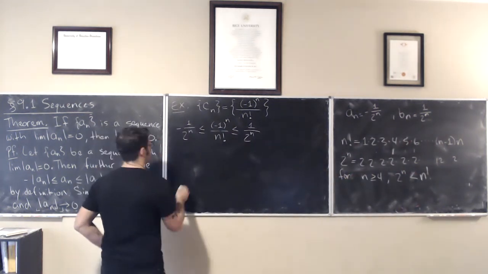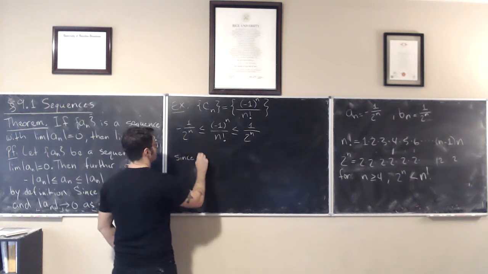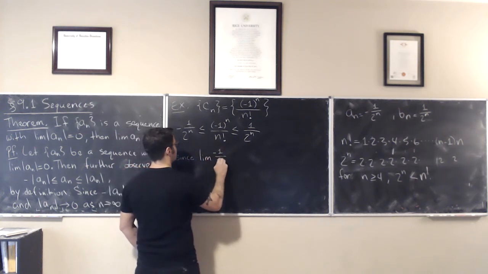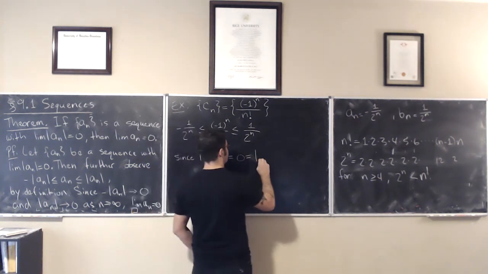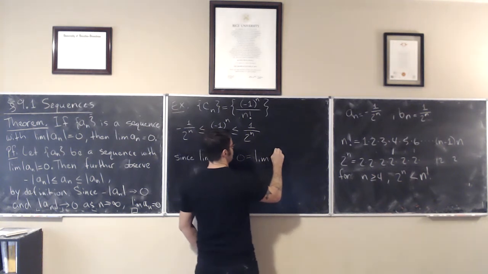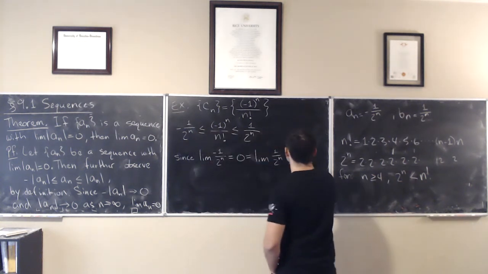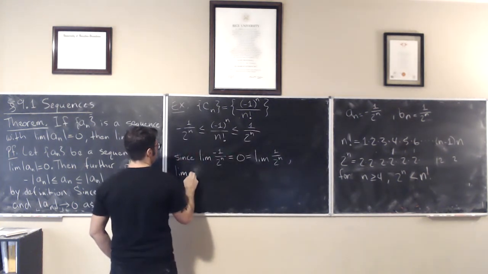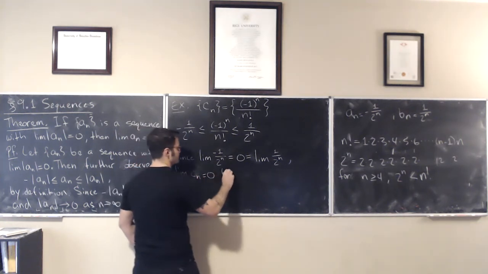Yeah, so since the limit of negative 1 over 2 to the n equals 0 equals the limit of 1 over 2 to the n, the limit of c_n equals 0 by the squeeze theorem.